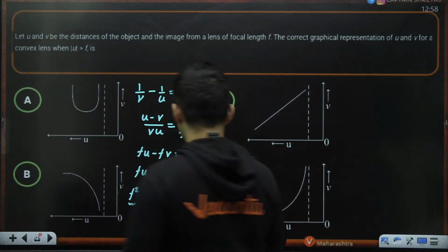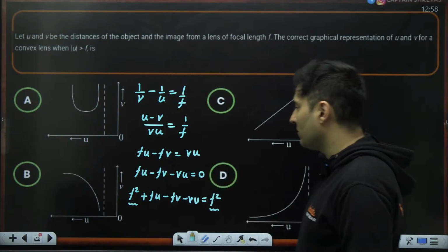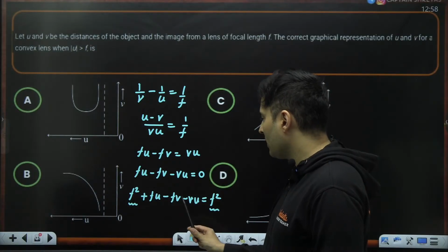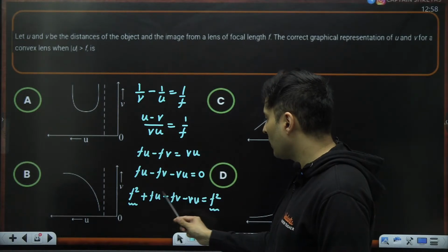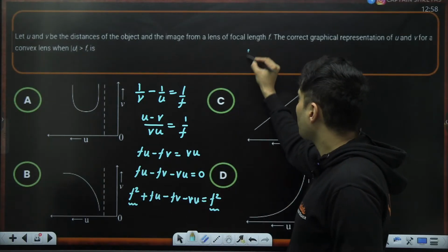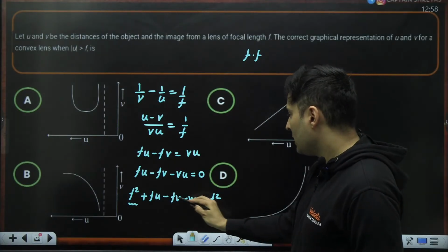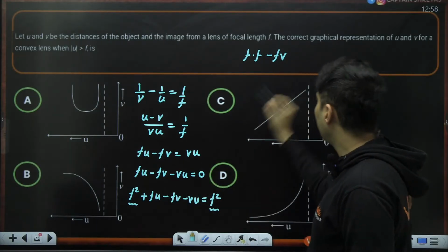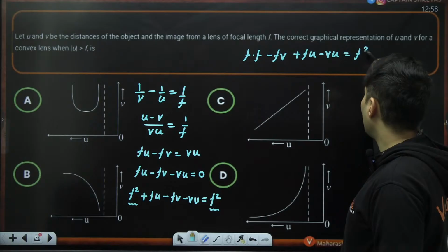So guess what happens next? What is the next step now? I think this is an expansion of something. You can take f common. So I'll write f into f, and here I will take fv, so minus fv, and then fu is there over here, and then there is minus vu. This is equal to f square.